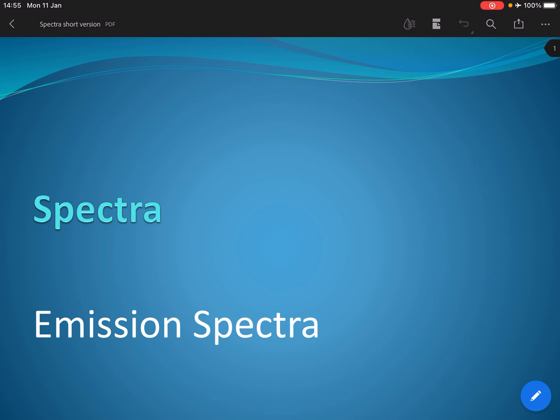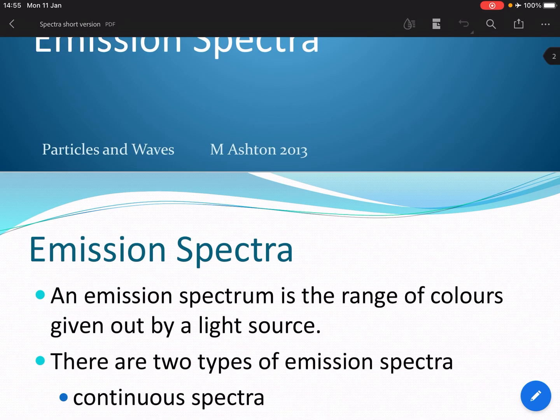spectra. Now, hopefully you've looked through the stuff from National 5 that I sent you earlier in the week, and hopefully that makes sense and has reminded you of what the emission spectra and absorption spectra look like. We just need to go into a little bit more detail about why these lines are produced and how they're produced and what that means.